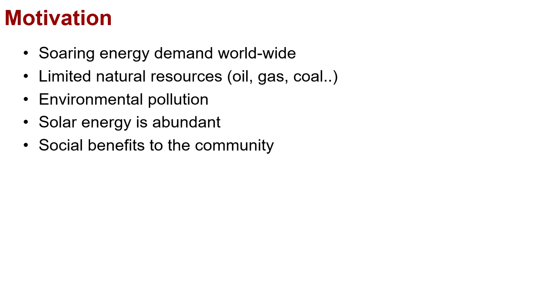Most of this energy demand is met by the use of fossil fuels, which are natural resources for us, such as oil, gas and coal, and they cause environmental pollution. To prevent that pollution, it is important for us to switch to renewable sources of energy such as solar energy, which is abundant in nature, and which also brings a lot of social benefits to society. We will go through these aspects in the next few slides and see what the need really is for using renewable energy such as solar photovoltaics for energy generation.